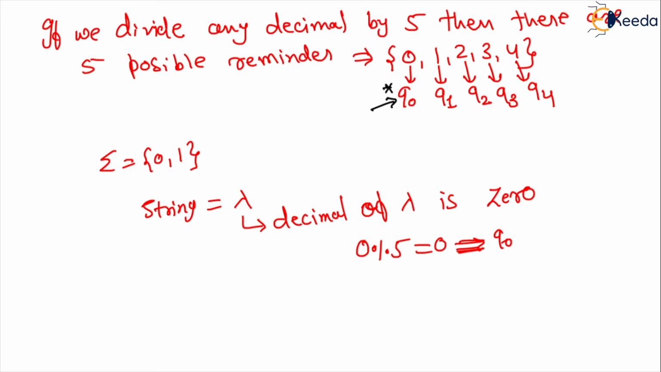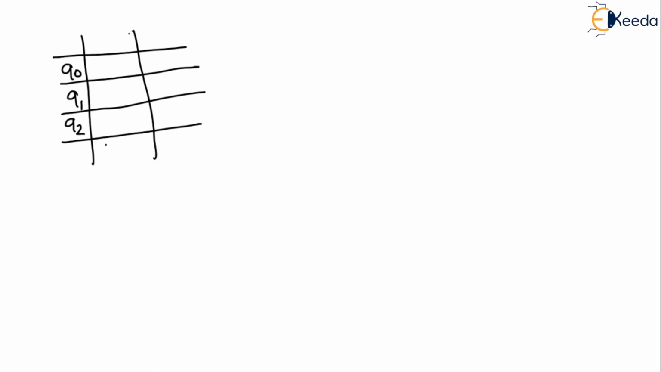Got it? So just see here. For each remainder, q0, q1. Again, I said there is a direct way to construct this type of question, but first understand the logic and then use the trick. The input is 0, 1. We design the transition table. State q0 is the final state and q0 is the initial state. We mark the star. Since initial and final are the same, the arrow and star both go to the q0 state.